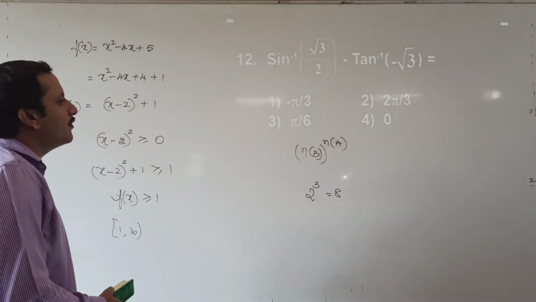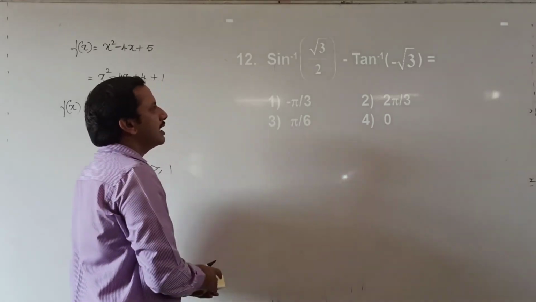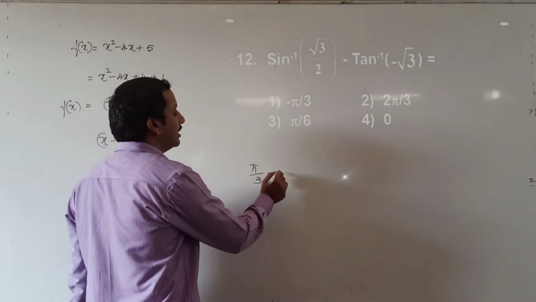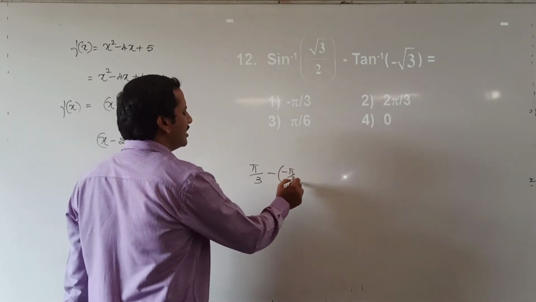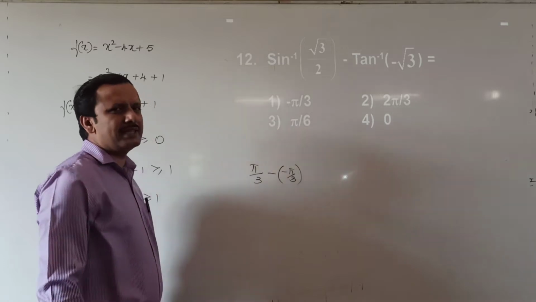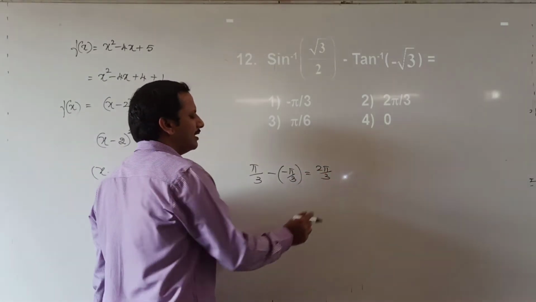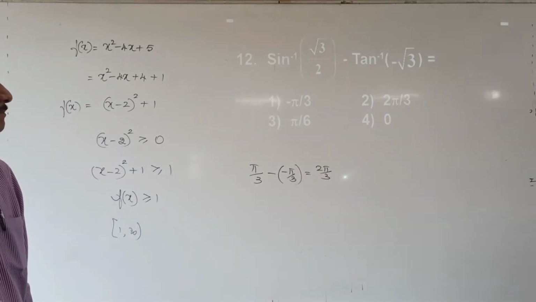Then sin inverse of root 3 by 2 minus tan inverse of minus root 3. Sin inverse of root 3 by 2, obviously we know that it is pi by 3. Tan inverse of minus root 3 is minus pi by 3. Minus of minus pi by 3 becomes plus pi by 3. Pi by 3 plus pi by 3 is equal to 2 pi by 3, second option.